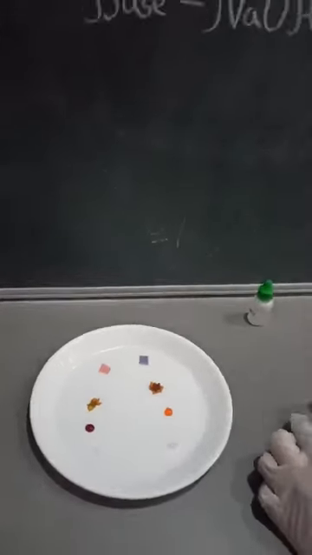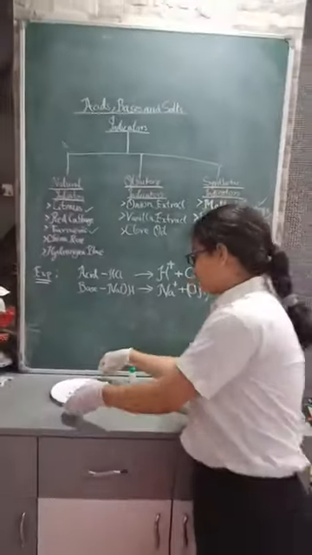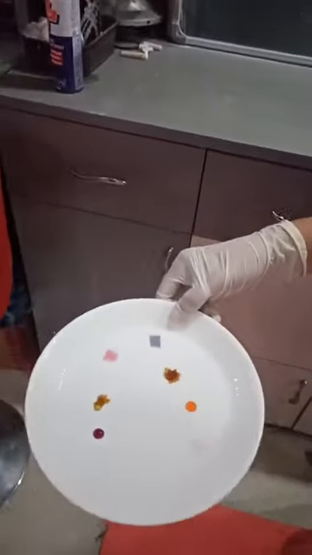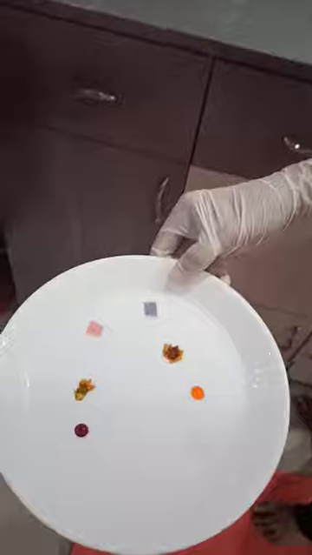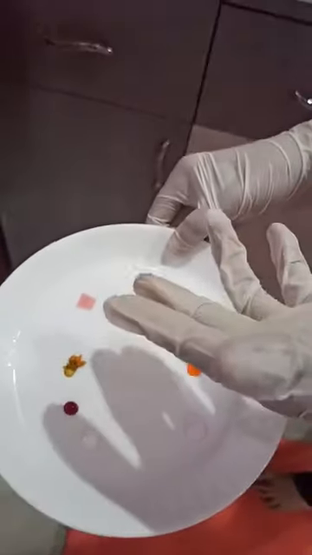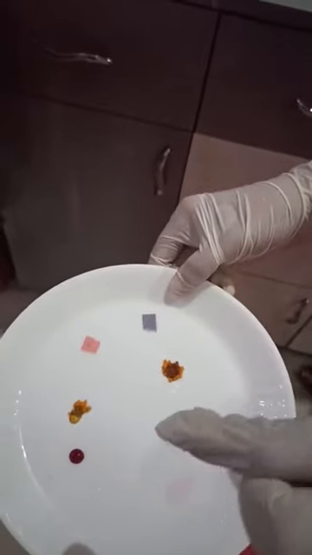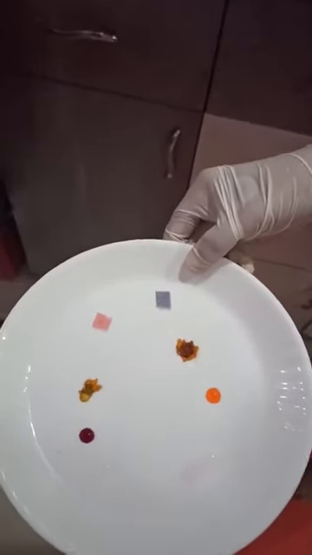So as you can see, these are the different conclusions from the different experiments I've done. The first ones are litmus paper, the second ones are with turmeric, the third ones are done with methyl orange, and the last ones are done with phenolphthalein.